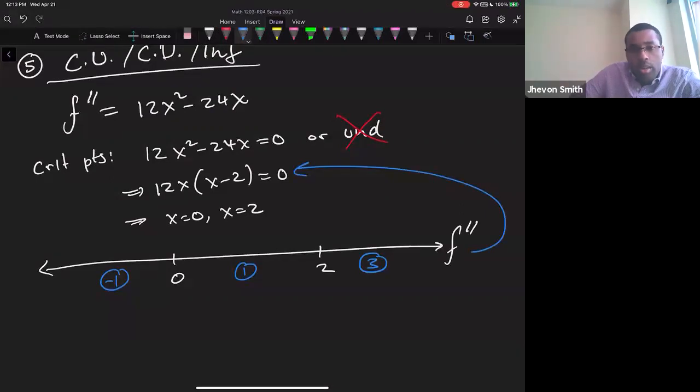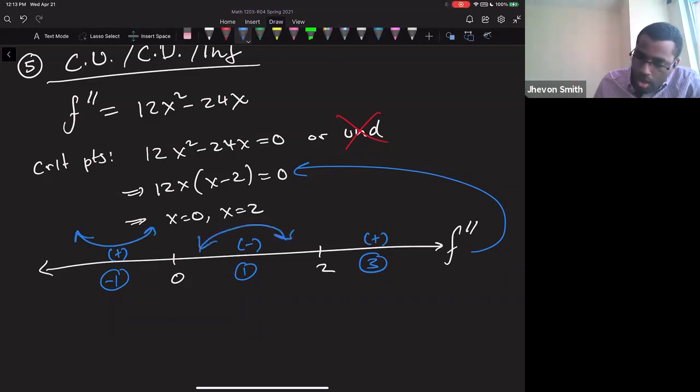Now, if I plug in a -1, I get a negative times a negative. That gives me positive. If I plug in a 1, I would get a positive times a negative. That gives me a negative. If I plug in a 3, I would get a positive times a positive. That gives me a positive. So here I'm concave up. Here I'm concave down. And here I'm concave up again.